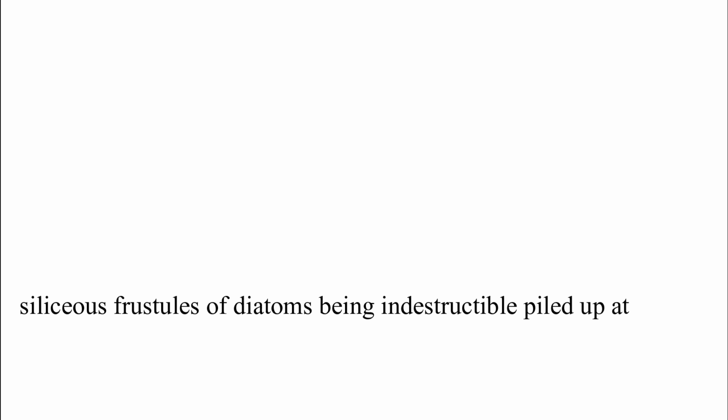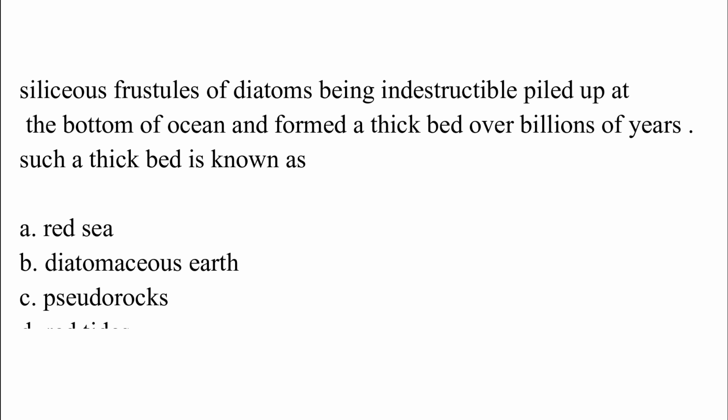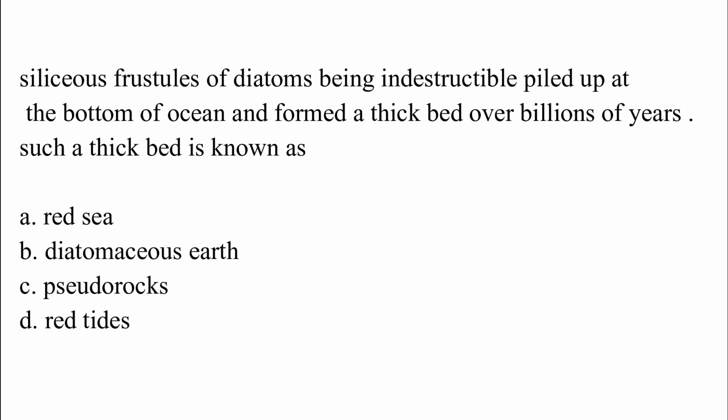Siliceous frustules of diatoms, being indestructible, pile up at the bottom of the ocean and form a thick bed over billions of years. Such a thick bed is known as option A, Red Sea, option B, diatomaceous earth, option C, pseudorocks, option D, red tides. The correct answer is option B, which is diatomaceous earth.